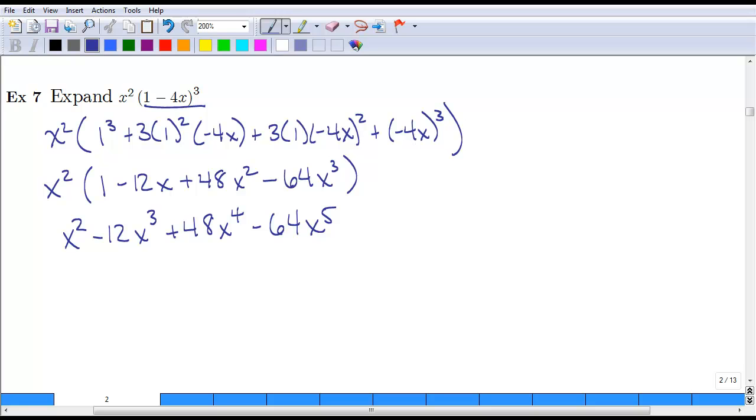So that concludes the lesson for section 5.1. Now go on to the homework and do the homework for this section, and then go on to section 5.2.